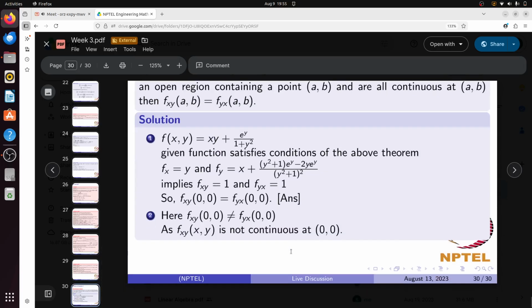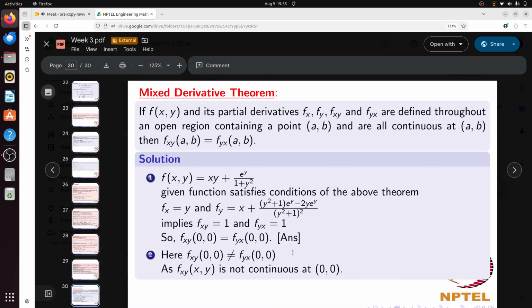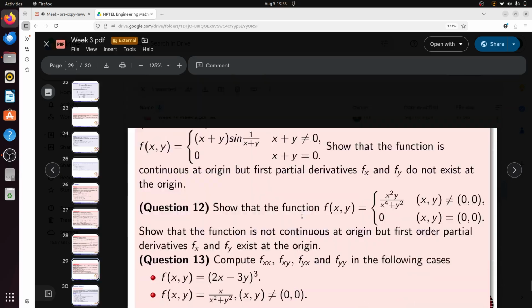Okay, solution of question 2. I think this problem I have already discussed, what this is and all.